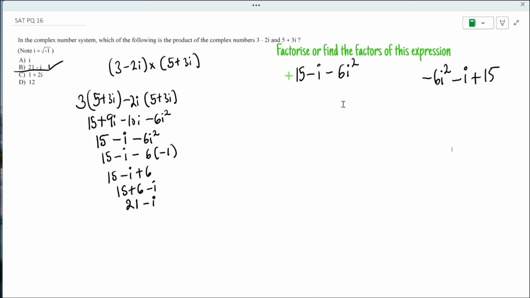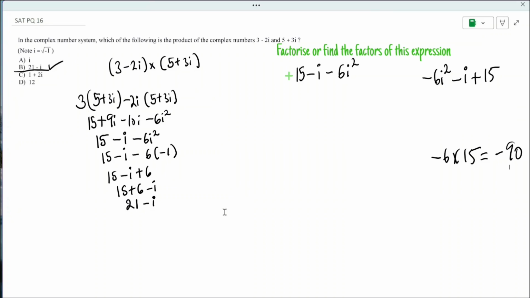When it comes to factorizing, the coefficient of the letter with the square or the power of 2 would have to be 1 if you don't have to multiply it by the constant. But here, the coefficient of the i squared is negative 6. So we take the negative 6 and the 15 and multiply them together. We have negative 6 times 15. Minus 6 times 15 will give us minus 90. And we have to first find two numbers that will multiply to give us negative 90, yet when we add them, it gives us negative 1, which is the coefficient of this i.